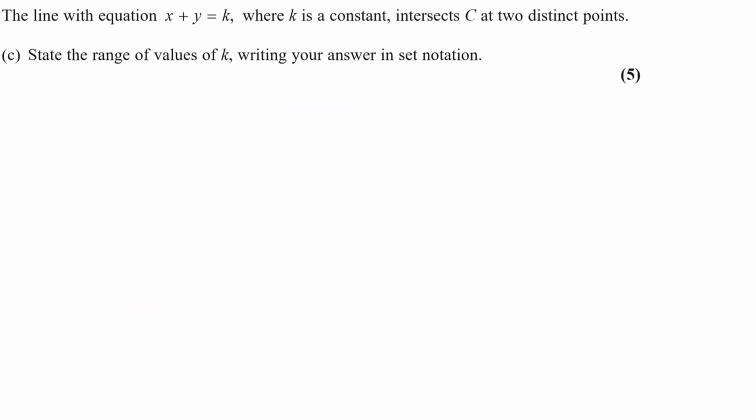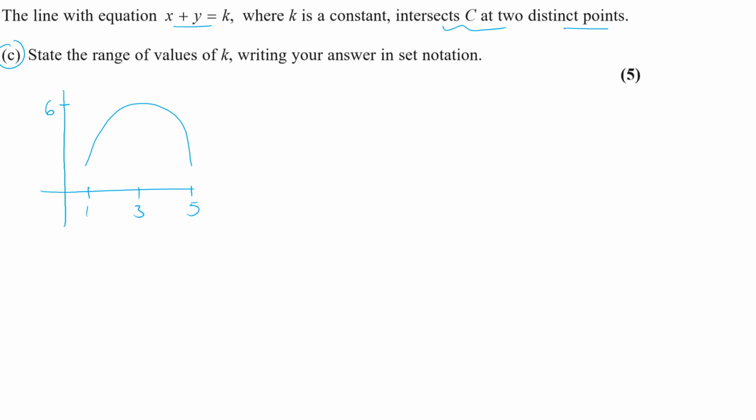In part C of this parametric equation question, we've got the line x plus y is equal to k. K is a constant, and this line has got to intersect C at 2 distinct points. State the range of k. So we need our graph again to have a think about this. It goes like this, between 1 and 5, and the max is at 3, 6.